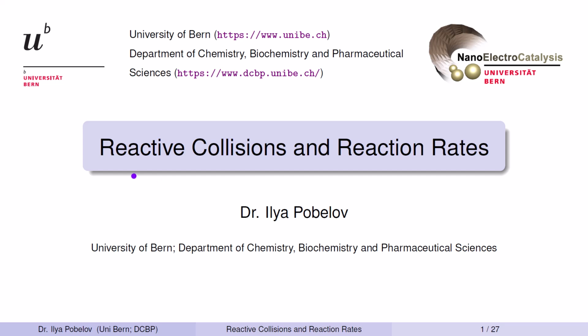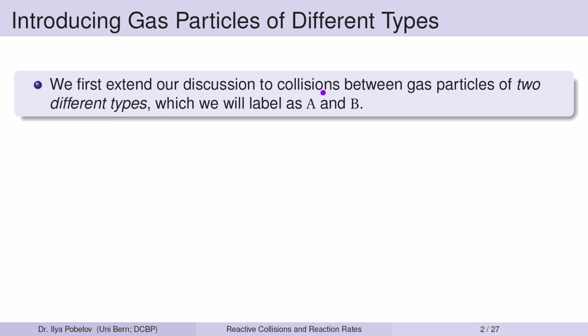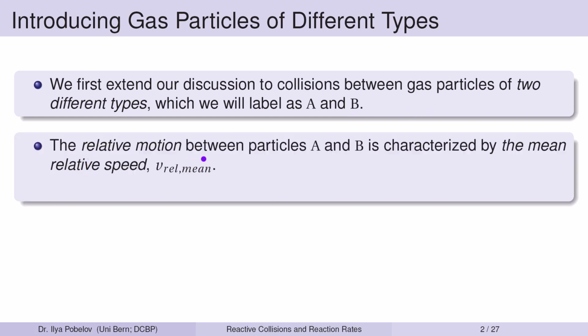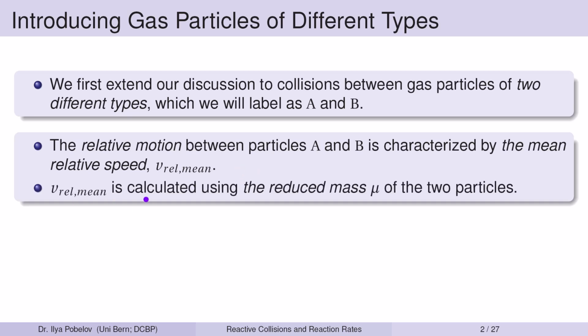In this module, we explore how molecular collisions lead to chemical reactions in gases and how to determine the corresponding reaction rates. We first extend our discussion to collisions between gas particles of two different types, which we will label as A and B. The relative motion between particles A and B is characterized by the mean relative speed. It is calculated using the reduced mass of the two particles, as we discussed earlier.